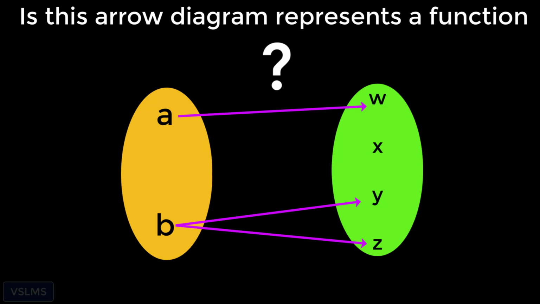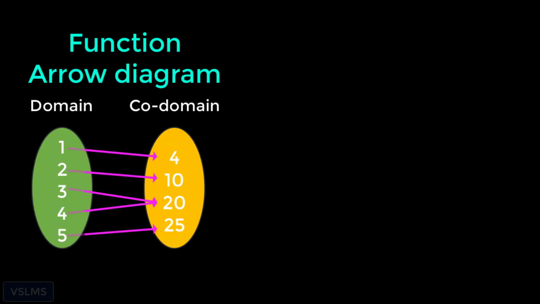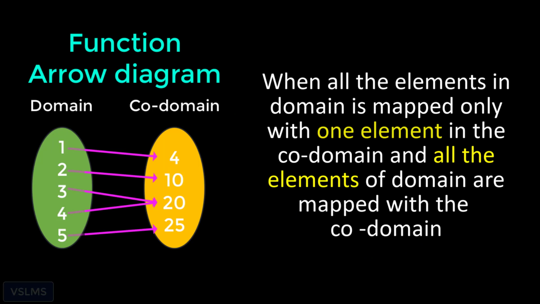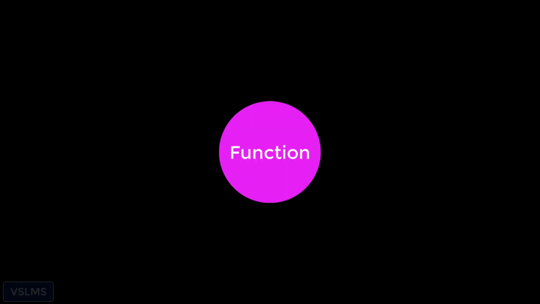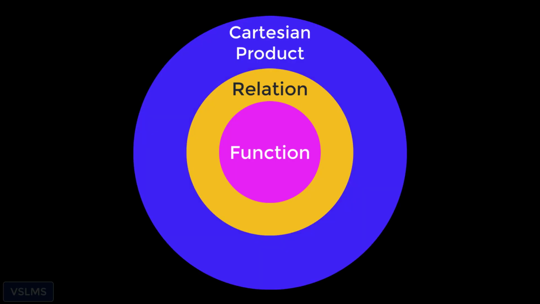Pause the video and guess whether this given arrow diagram represents a function. The answer is no, because the same input has multiple outputs. Yes, we say a relation is a function when all the elements in the domain are mapped with only one element in the codomain and all the elements of the domain are mapped with the codomain. You can say a function is a subset of a relation and a relation is a subset of the Cartesian product.